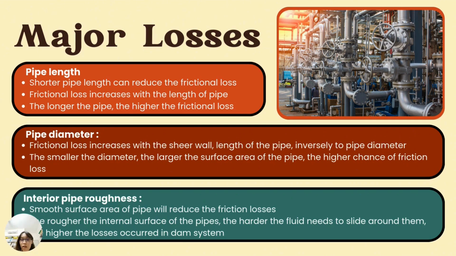Thirdly, interior pipe roughness. Smooth materials should be used as the surface of the pipe to reduce the friction losses. This is because the rougher the internal surface of the pipe, the harder the fluid needs to slide around them. Then, the higher the losses occur in the dam system.